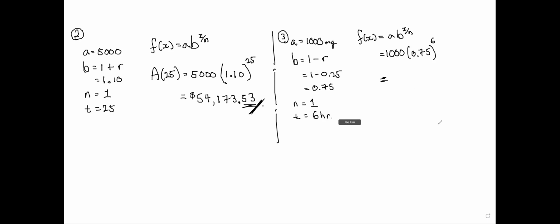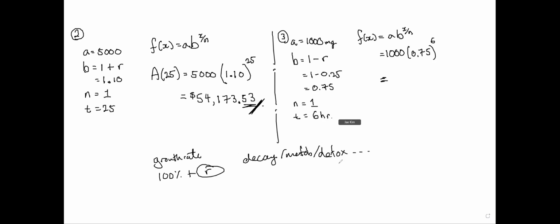Ian is asking, why is it 1 minus 0.25? So basically, if it's a growth rate, we are taking your original 100% and adding a certain rate to it. If it's a decay or a metabolism or a detox or whatever you want to call it, if it's a removal, the rate is subtracting from whatever original you have. So if it's a growth, we're adding to the 100% and we want to get bigger. If it's decay, yes, exactly. That's why we are starting with 1000 milligrams and not 500 milligrams. My original is 1000 milligrams, the original 100% being the 2 pills.